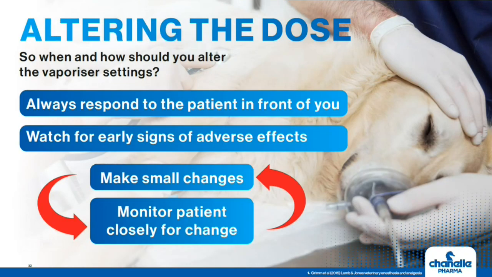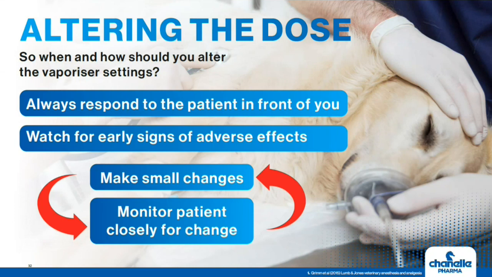So when will you need to alter the dose of the inhalant agent that you're using for maintenance of anaesthesia? When do you need to change the vaporizer settings? Well, as we've said before, always respond to the patient in front of you and respond to the situation you're in. Through those monitoring tools that we've just discussed, watch for early signs of any adverse effects. And if you are starting to see these, make small changes and monitor the patient for the effect of those changes.